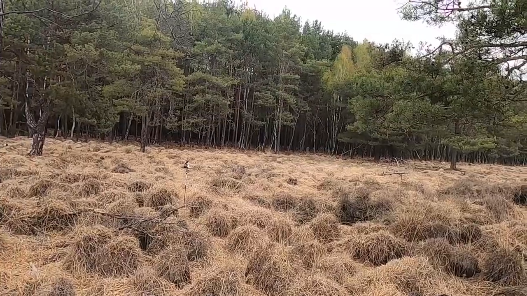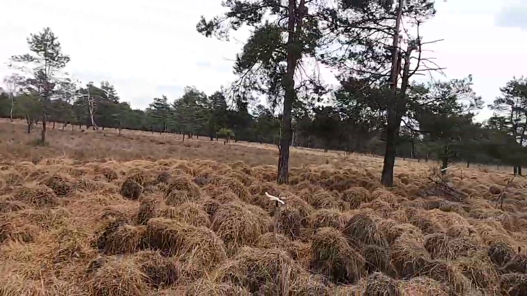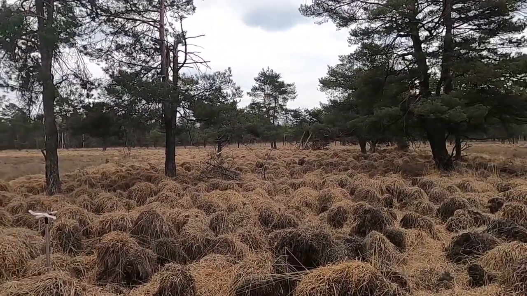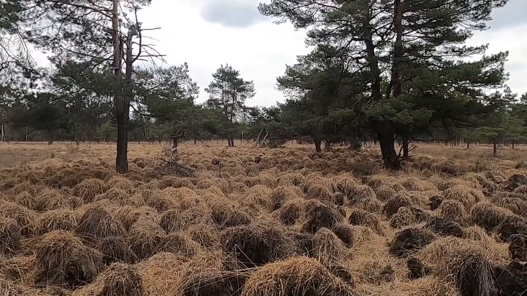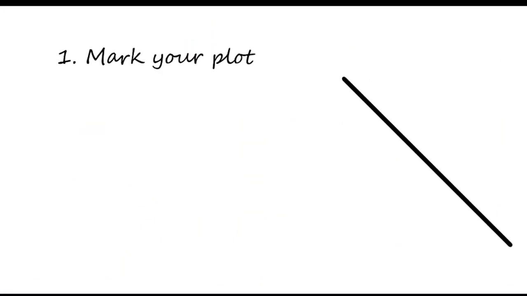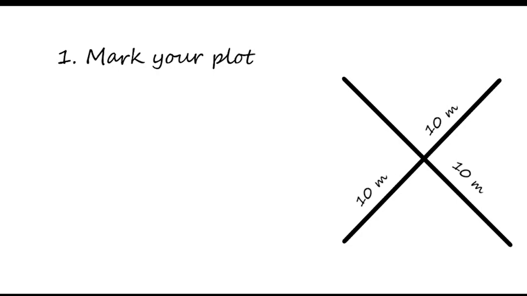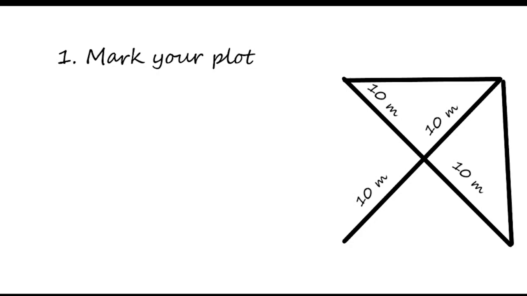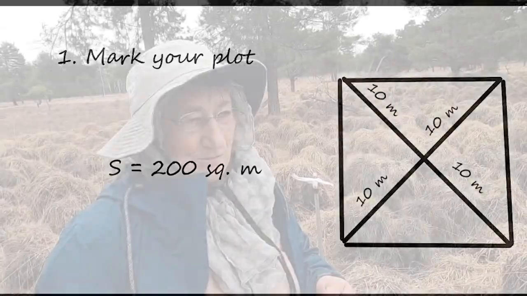From our long-term experience, it is easier to put 2 perpendicular lines than 4. That's why we have a special way to mark the square. From the center of the relevé, we mark 10 meters towards 4 directions along 2 perpendicular lines. The ending points of the lines are the angles of the square with the area 200 square meters.